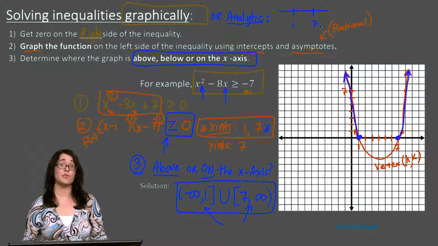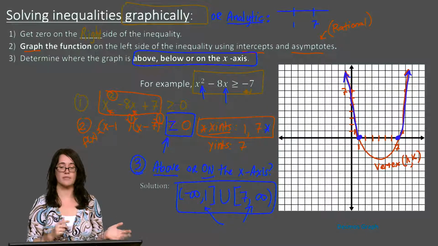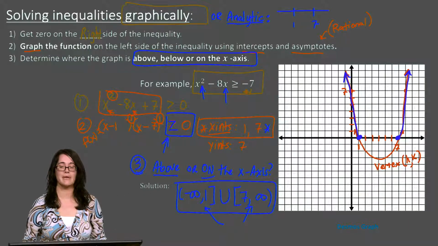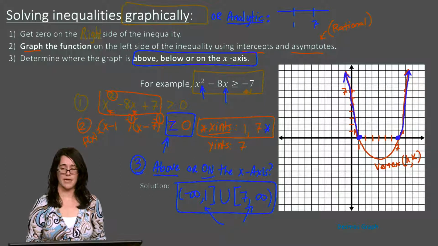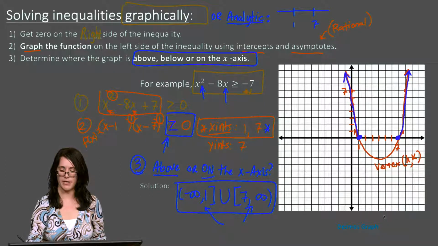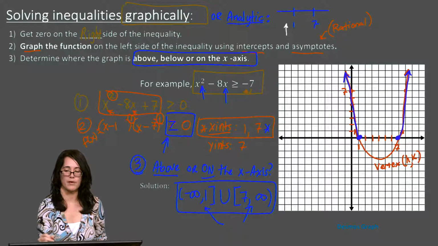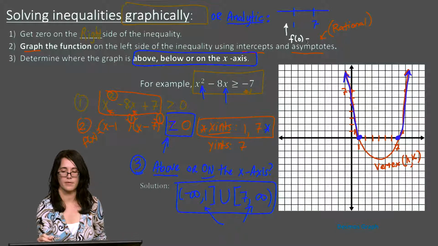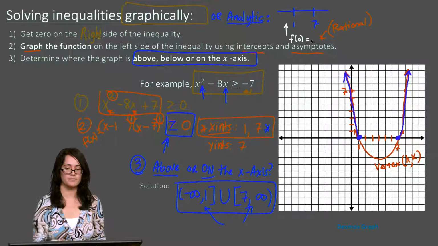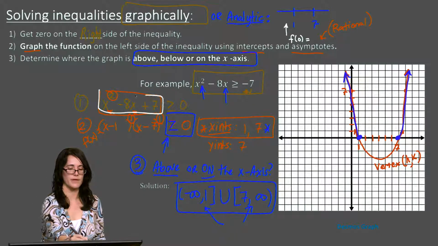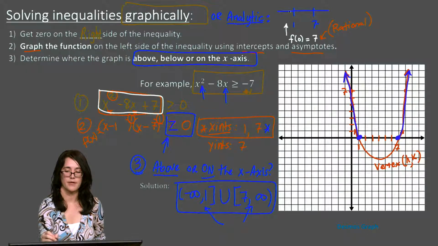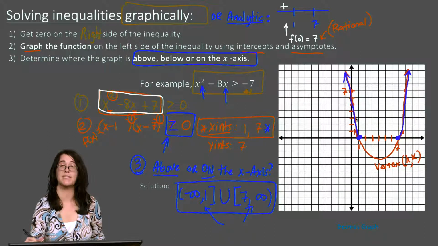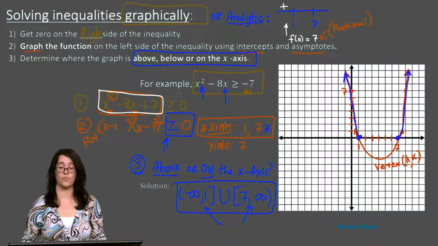And then what you would do is pick a number in each region to the left and to the right of each intercept or asymptote, and you would see whether or not your graph is positive or negative there. So for example, if I picked something in the region to the left of 1, how about 0? If you put 0 into your function, you're getting 0 minus 0 plus 7. So you're getting a positive answer, a positive region, which is true. The region to the left of 1 was positive.